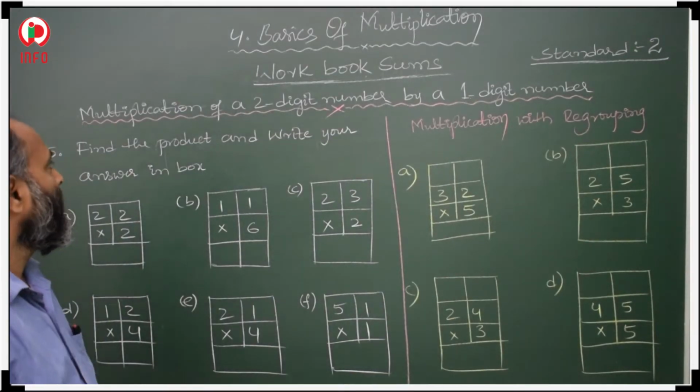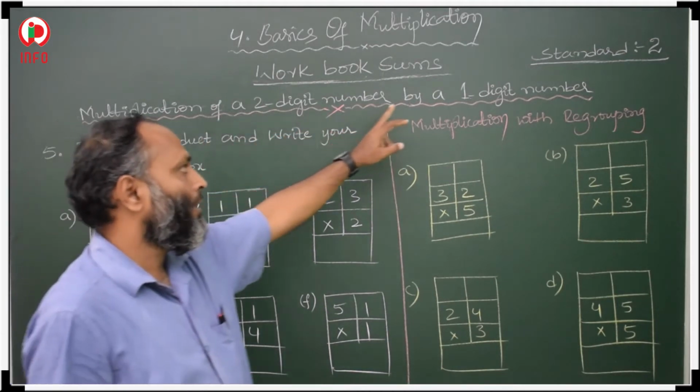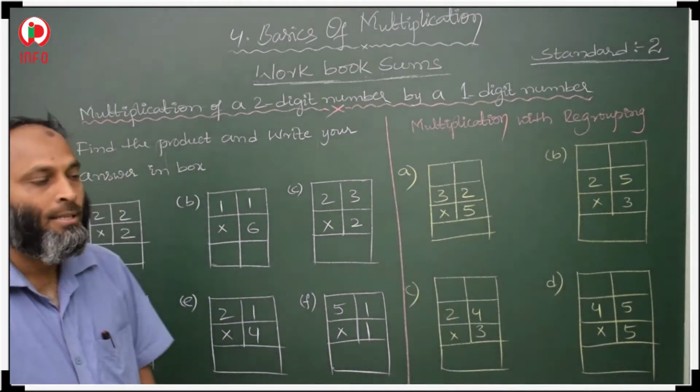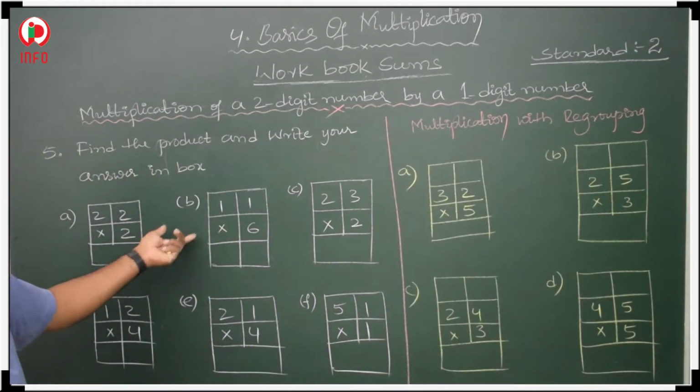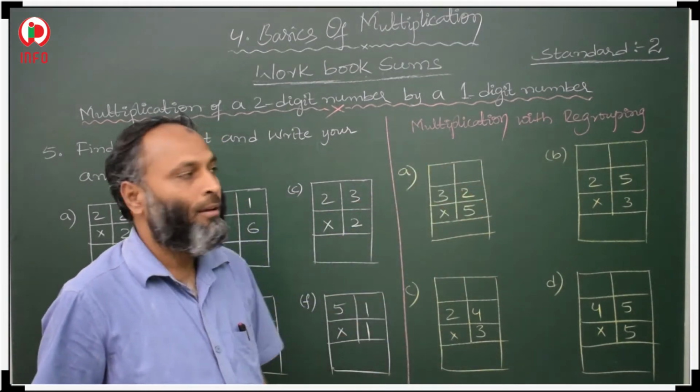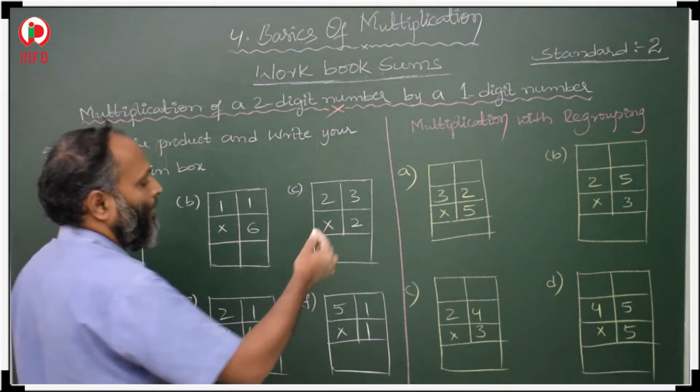Yes, now here is multiplication of a two-digit number by a single-digit number, without regrouping and with regrouping. These all are with regrouping. These all are without regrouping.